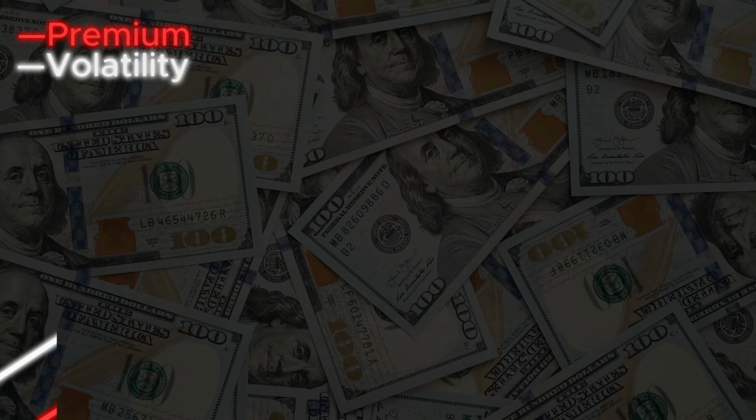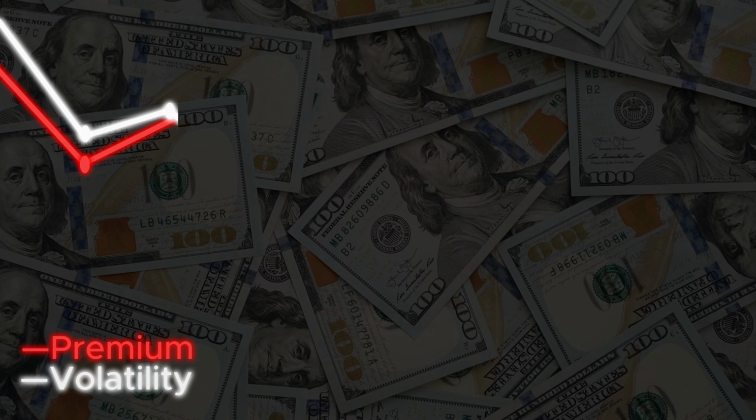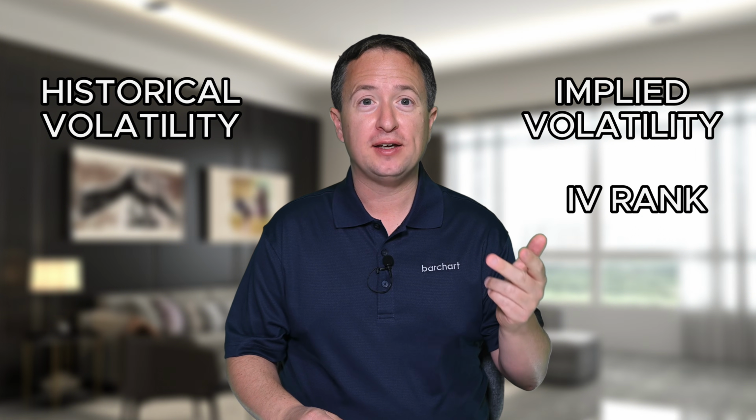Volatility is the fear meter in the options market. When volatility spikes, options premiums rise. When it drops, premiums decline. And if you don't know how to read volatility, that's historical, implied, rank, percentile, you're basically trading blind.